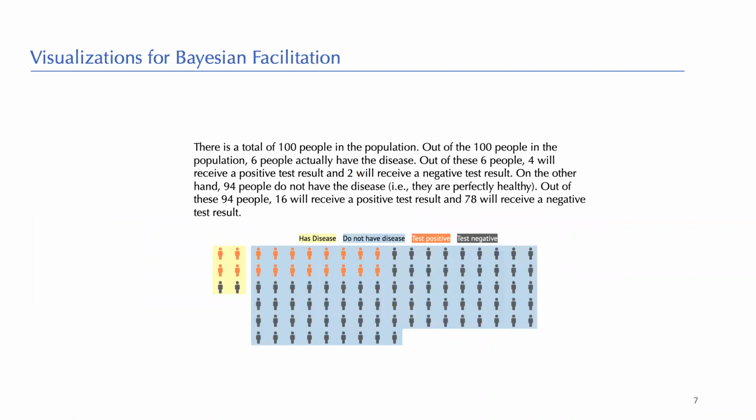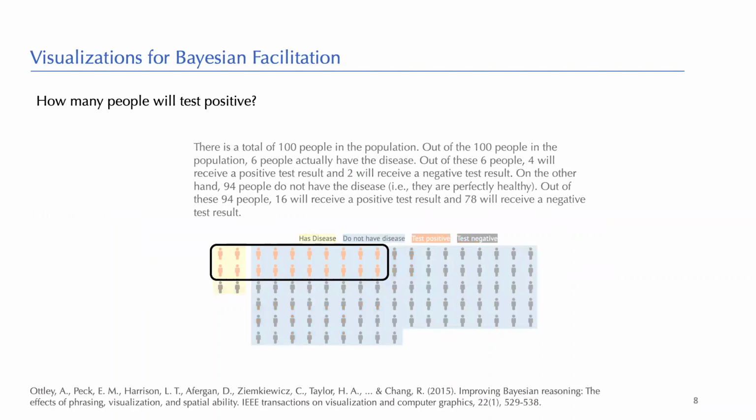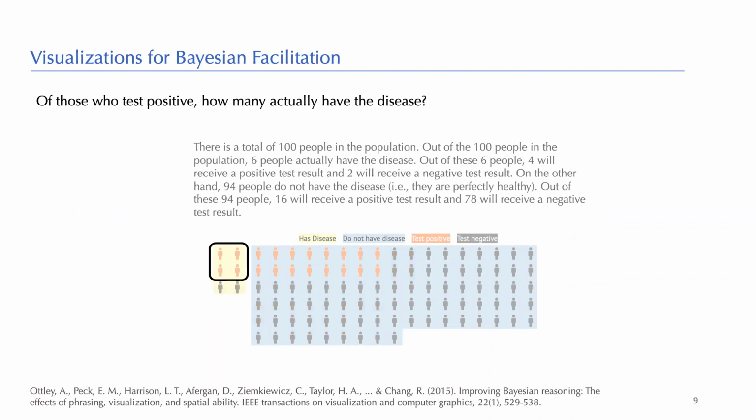Several researchers have proposed to use visualizations such as the icon array for Bayesian facilitation, as it encodes information in the form of natural frequencies. It has countable items that highlight the relationships between the overlapping sets in the data, making it easy to identify the number of positive tests and the number of true positive outcomes.